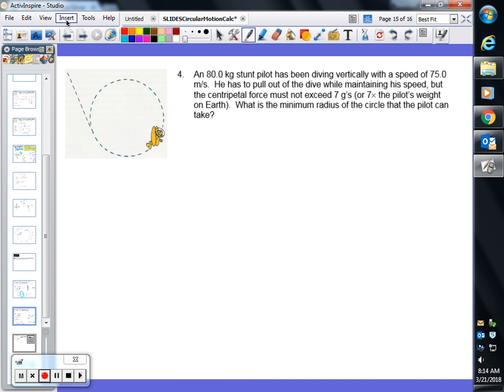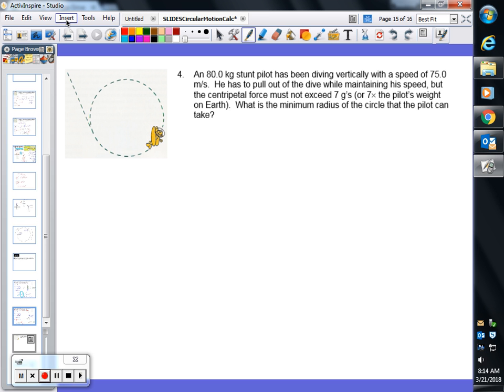Practical application. Here's this plane. It says an 80-kilogram stunt pilot has been diving vertically with a speed of 75 meters per second. He has to pull out of his dive while maintaining his speed, but the centripetal force must not exceed 7 Gs. That's 7 times the pilot's weight here on Earth. What is the minimum radius of the circle that the pilot can take?